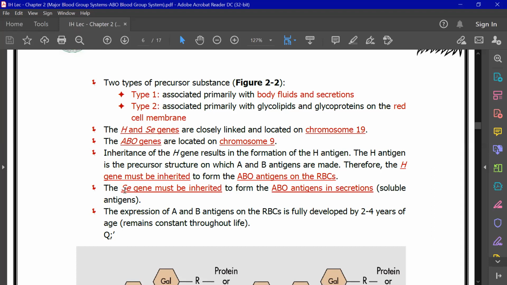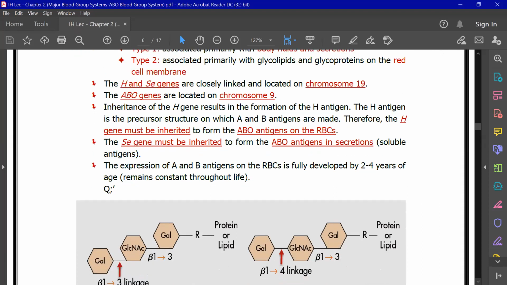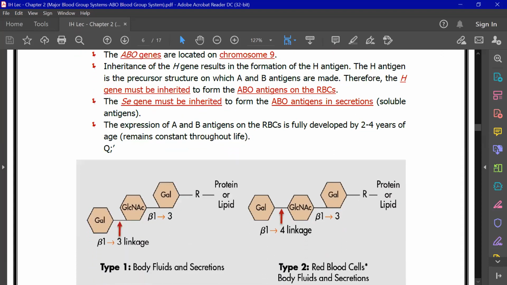Nakuha? The H gene, sabi dito, must be inherited aside from the ABO gene in order for your ABO antigens to be expressed dun sa red blood cells. Okay, and you will understand that mamaya pag nasa formation na tayo ng inyong A and B antigens.